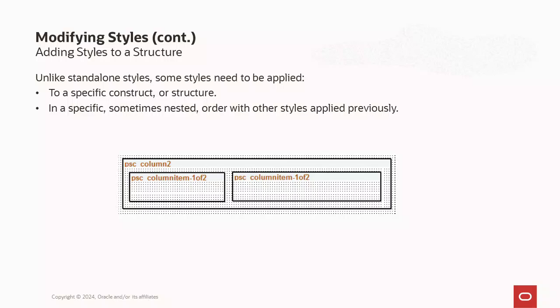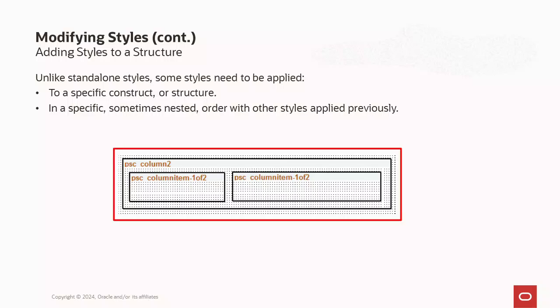For example, the construct depicted here is a two-column layout of page elements. Let's say the actual elements are date fields. The construct first has an outer container with the PSC column 2 style applied to it, establishing the two-column layout. This is the parent container, and it contains two child container group boxes surrounding each column.